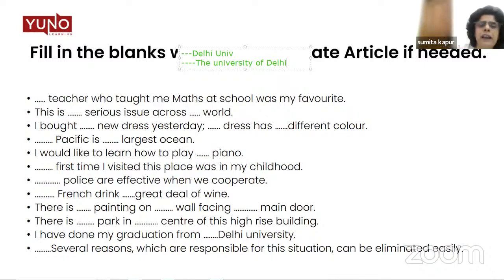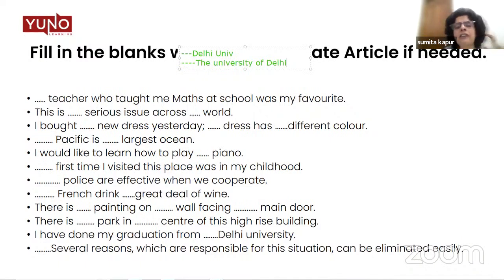So what do we say? I have done my graduation from Delhi University. No article needed. Why? Because here we have Delhi. What is Delhi? It's a proper noun. And we know proper nouns do not get prefixed with the.